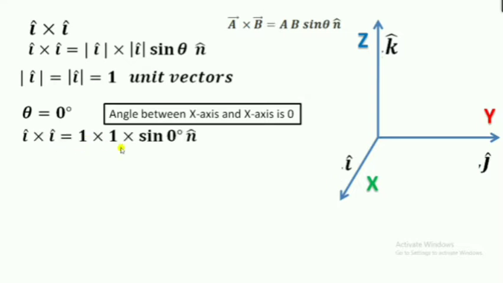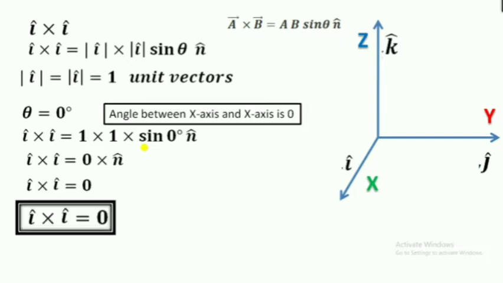So this will give 1 into 1 into sine 0, and sine 0 is 0, so you will get I cross I is equal to 0. Similarly, if you do J cross J, you will get 0, and K cross K is also 0. Same procedure, because the angle between I and I, J and J, K and K will always be 0.